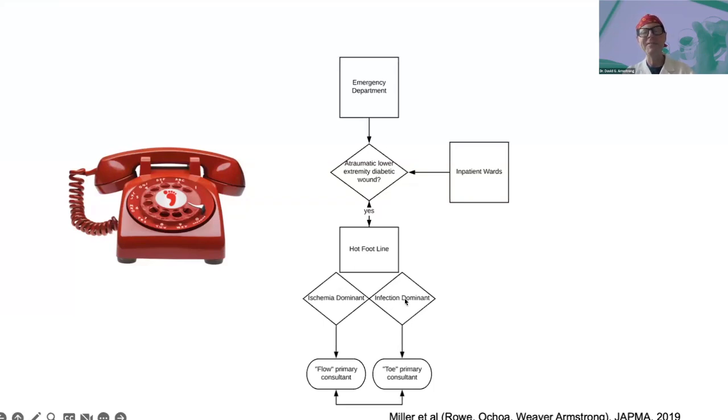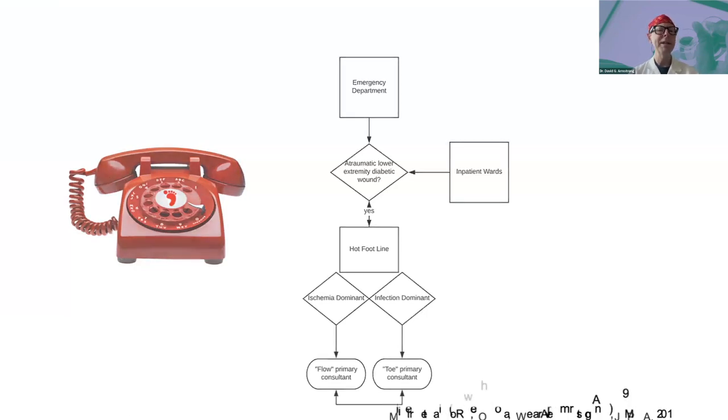And we ask, is this an infection or is this ischemia? Is it infection dominant or ischemia dominant? And this determines who the admitting clinician is within the team, but everyone's seeing them on the team. And the people who are referring don't have to worry about all the triage because it happens internally. And that really has been helpful.